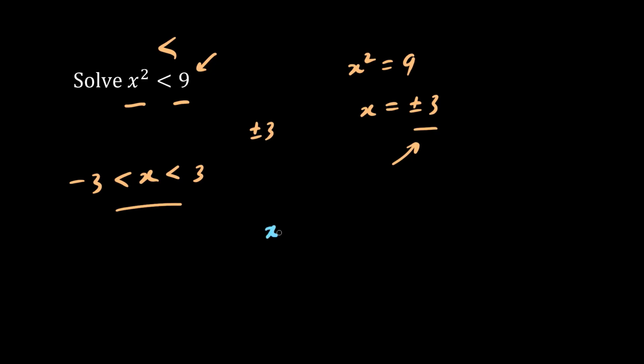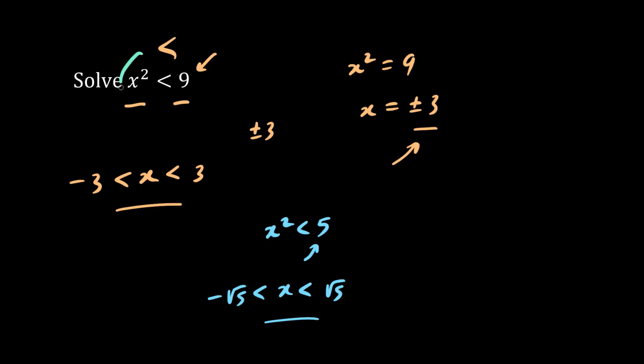Similarly, if we see the pattern x squared is less than 5, we take the square root of 5, and x is between the square root of 5 and the negative version of the square root of 5, negative root 5. So this here is the correct answer.